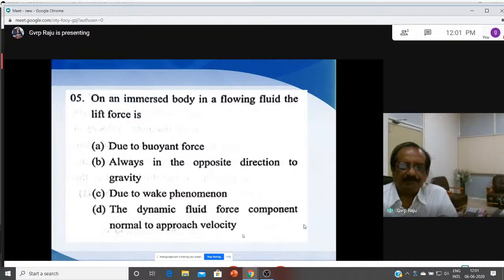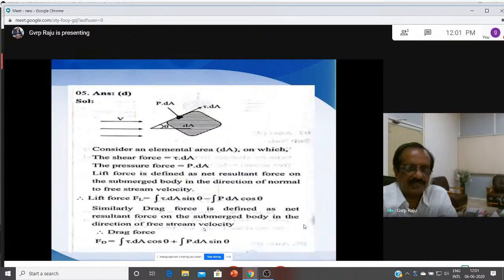For an immersed body in a flowing fluid, lift force is, again, if you see here, the dynamic fluid force component normal to approach velocity. The answer is D here. We have discussed this at length. So the answer is D here. So lift force is always normal to the direction of the motion of the fluid.